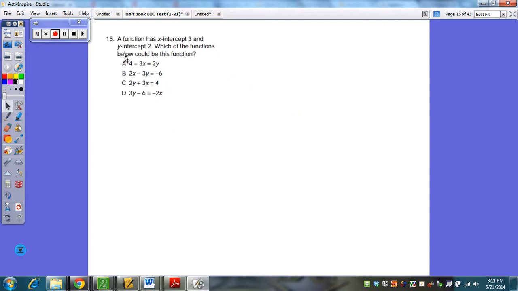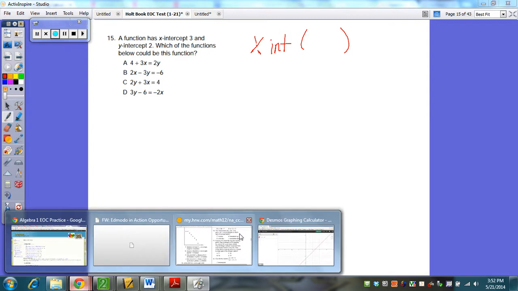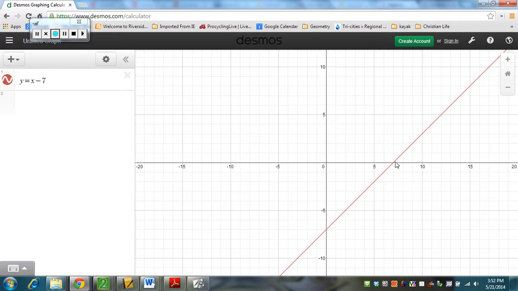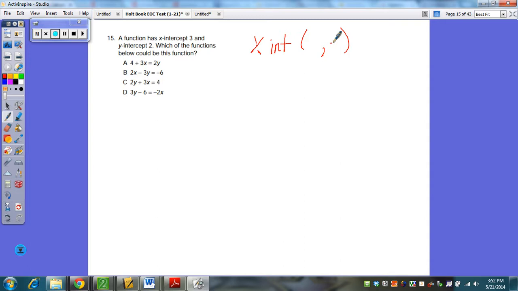All right, so a function has an x-intercept of 3 and a y-intercept of 2. Which of the functions could be this function? So again, when I have an x-intercept, the x-intercept is where the line crosses the x-axis. Okay, this is an x-intercept right here. Notice that my y value is 0. So my y value is going to be 0.